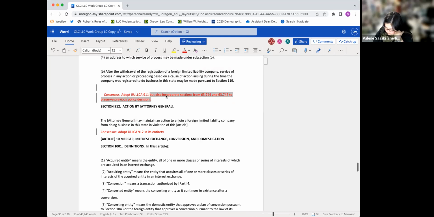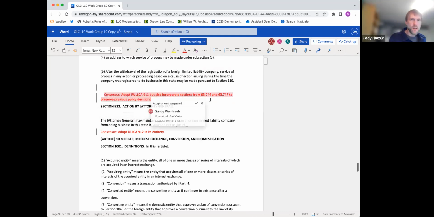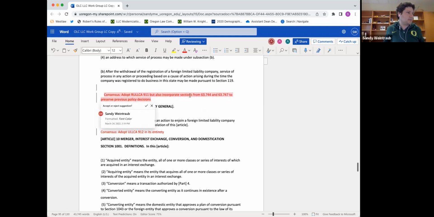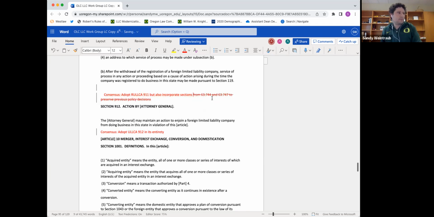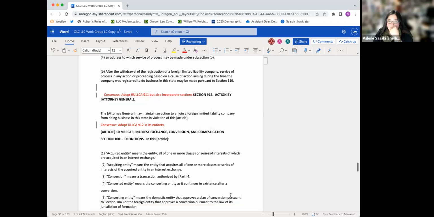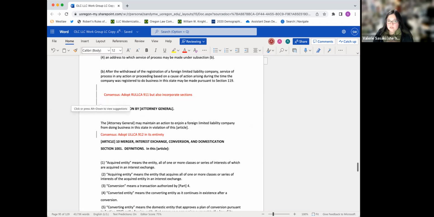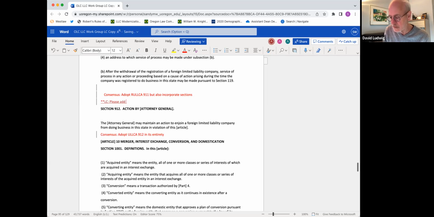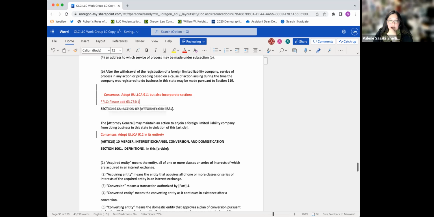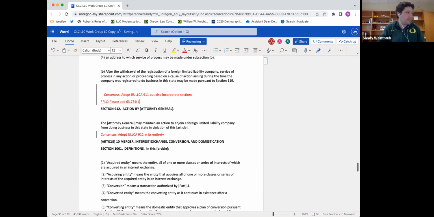Yeah, I do have a note that we want to incorporate 63.734 1E as part of 911. Hold on one second. We wanted to add that as A5, right? 911 A5. So it's a carriage return, asterisk, and then it'd be LC add 63.734 1E as new section 5. Okay.